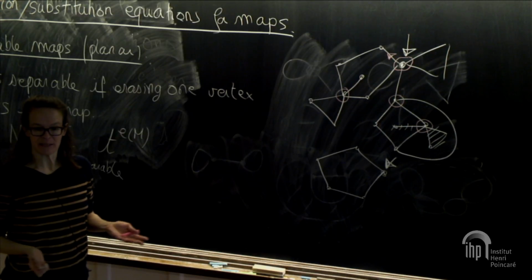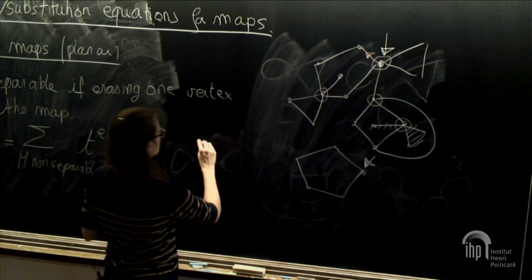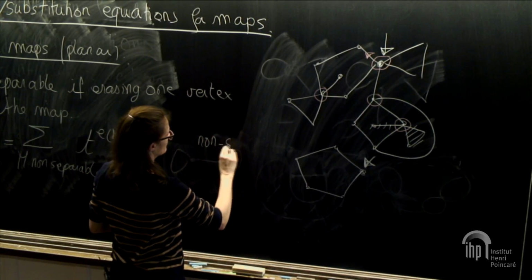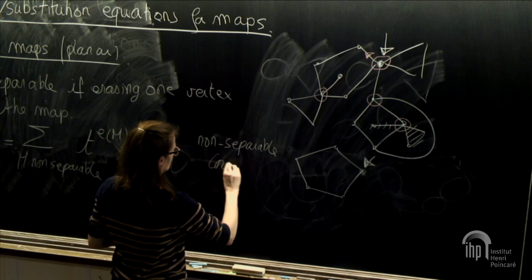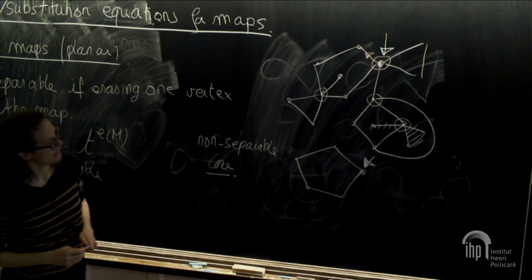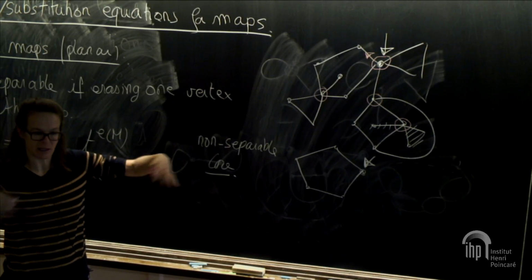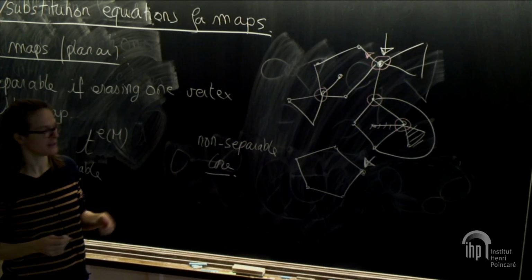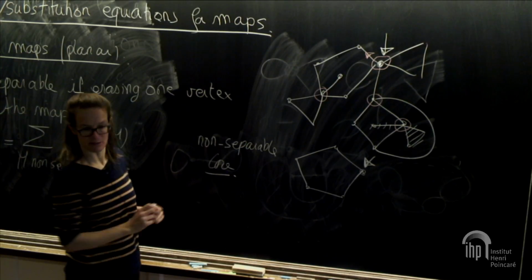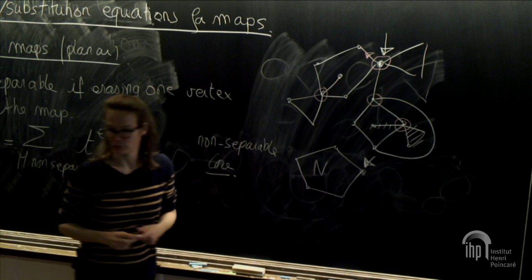So in this little piece that's left, that's sometimes called the non-separable core of the map, I do not have any more cut vertices since I have dropped all parts that were somehow dangling from cut vertices. And so this is non-separable. So this belongs to the family N of non-separable maps.